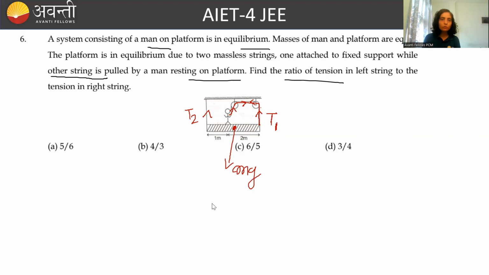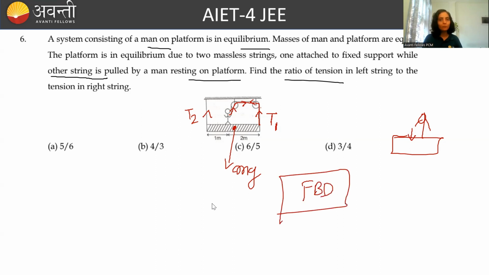Now this person is also standing on the platform. So if you are standing on the platform, what you will do? You will push platform down, and Newton's third law, according to that, platform will push you up. Done. So platform will feel a force in the downward direction because of this person, and in return this person will feel force in the upward direction. So that we will break individually. So let's write FBD first of the man and then of platform.